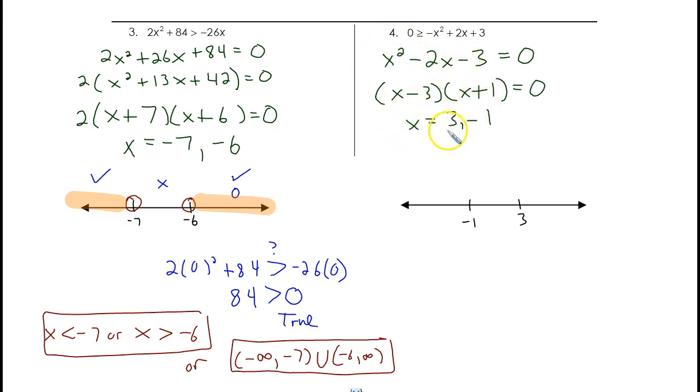And once I factored it, I got x equals 3 and -1. The -1 is less than 3, so it goes on the left. Now, in these numbers, where is 0? 0 is in between these two, right? So that's the one I'm going to test. It's the easiest to test. I'm going to come off to the side, and I'm going to use this original inequality and say, is 0 greater than or equal to negative 0 squared plus 2 times 0 plus 3?